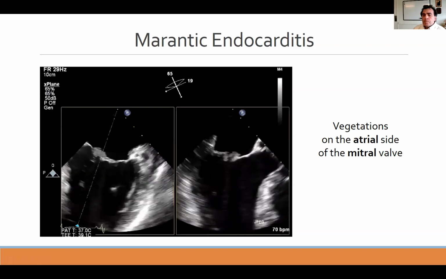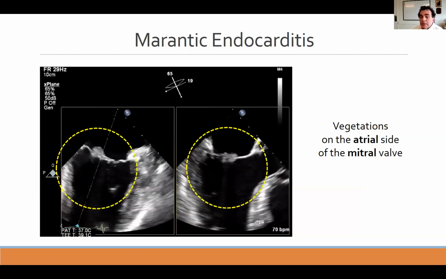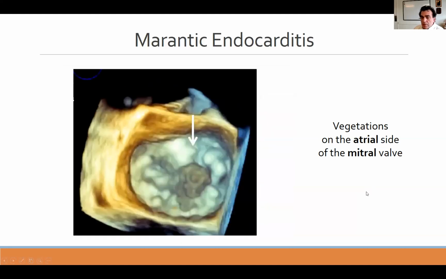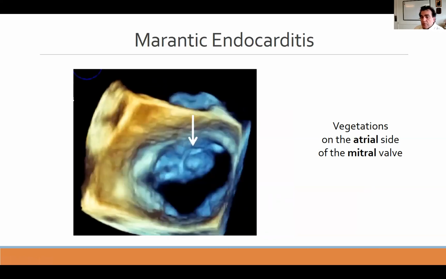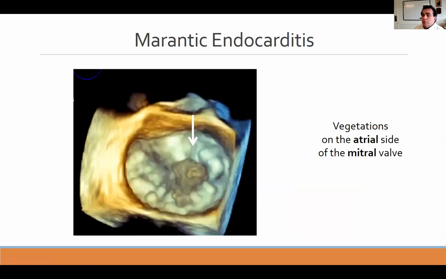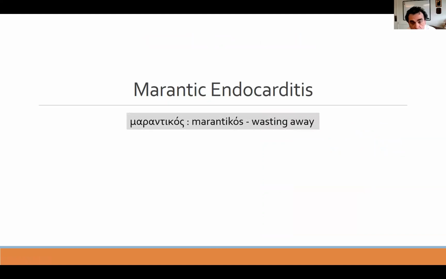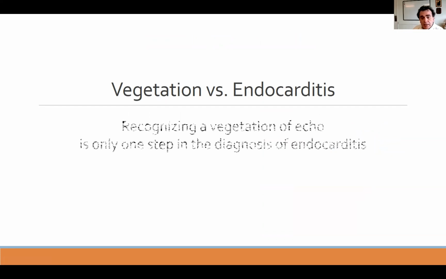Again, we can see another TEE image, in the bicommissural view on the left and then the LVOT view on the right. But again, we see large echo densities associated with the atrial side of the mitral valve. Now you can also look at the 3D from the so-called surgical view, the atrial aspect of the mitral valve, showing large densities in the middle of the valve, again predominantly on the A2 and P2 scallops of the mitral valve. And this is marantic endocarditis, from a Greek word marantikos, which means wasting away. So this is a form of non-bacterial thrombotic endocarditis that is typically associated with wasting, including adenocarcinoma or other cancers.